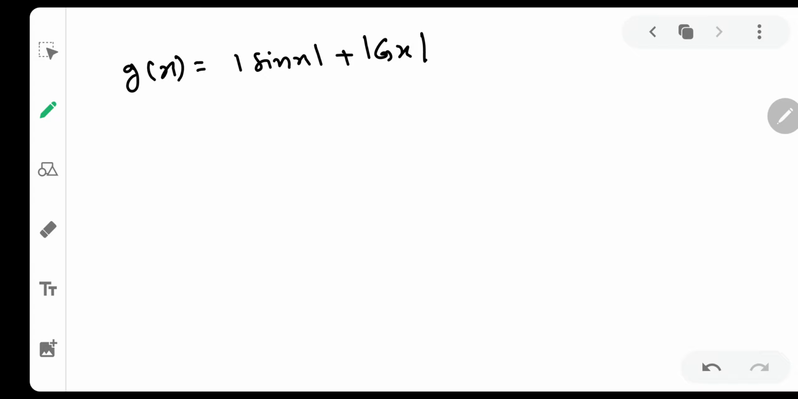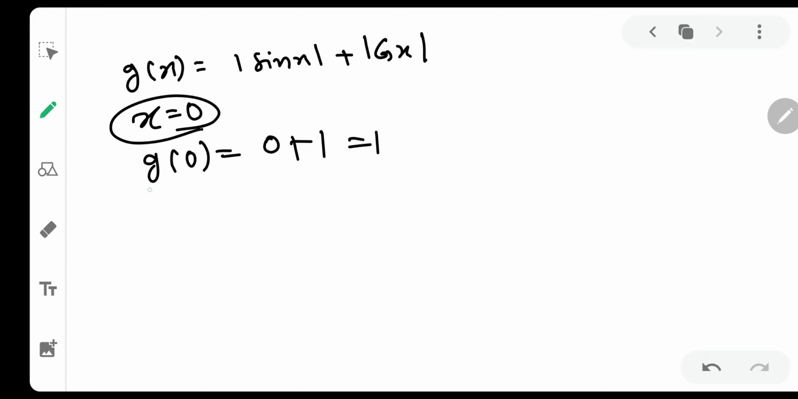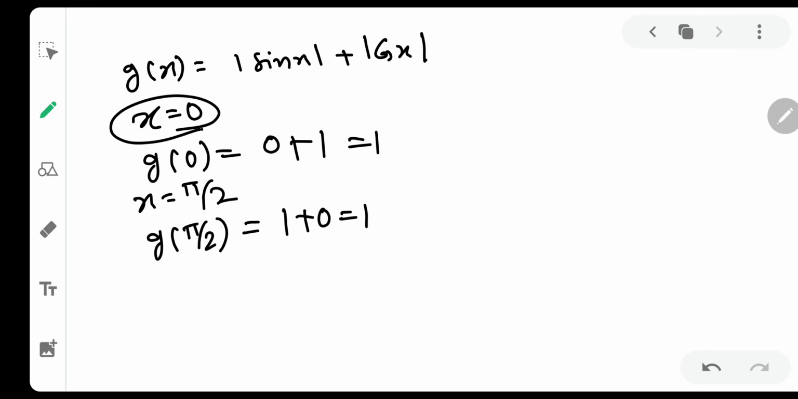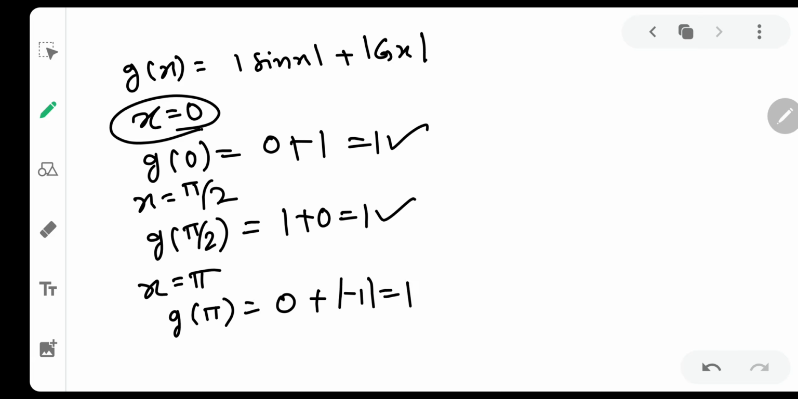Okay, once I'll tell you the objective approach, you put down the value of x at 0. So what will it be? g(0) will simply be sine of 0, 0, plus 1, 1. You put down the value of x as pi by 2. So you will get g(pi by 2). Again you will get 1 plus 0, 1. Okay, so you are getting for 0, 1, for pi by 2, 1. You put down the value of x as pi. Again you are going to get 1, because 0 plus mod of minus 1, 1. So it seems that its value is coming out to be 1.